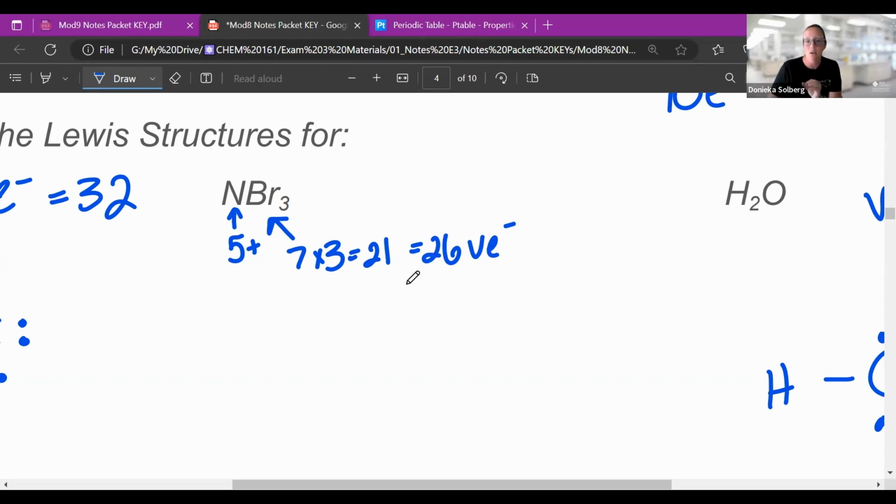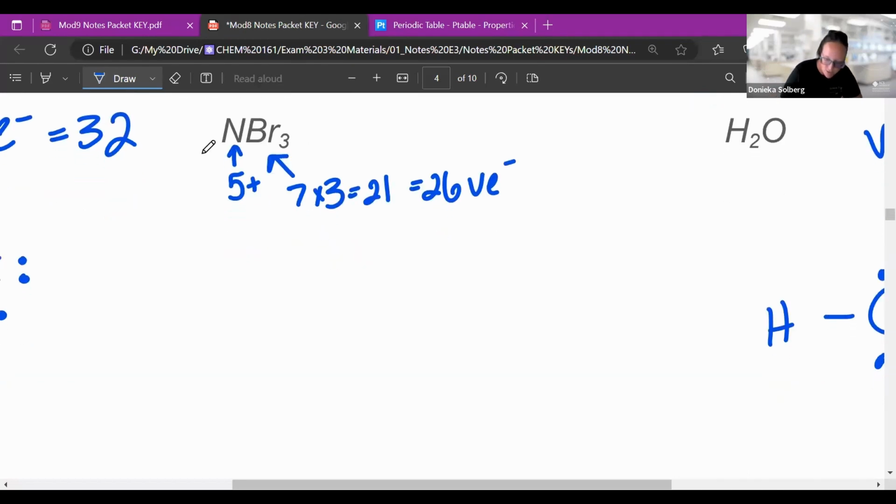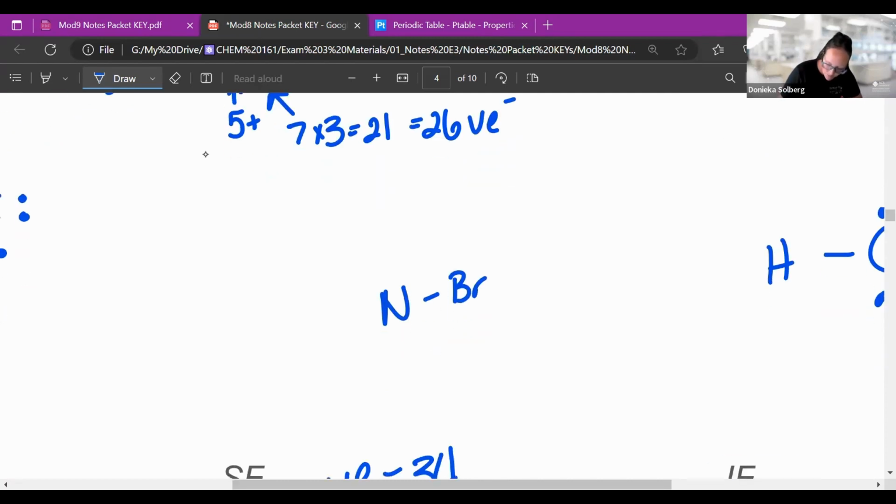Okay, so now I'm going to draw a skeletal structure. I'm going to put N in the middle and bromine on the outside. Remember, usually I do list the middle atom first. Also, the middle atom should be the least electronegative one, which N is. So I'm going to go like this: bromine, bromine, bromine. Okay, put them all on the outside.